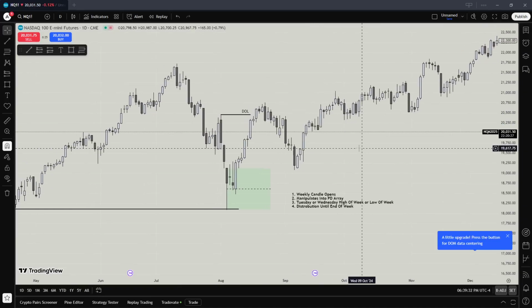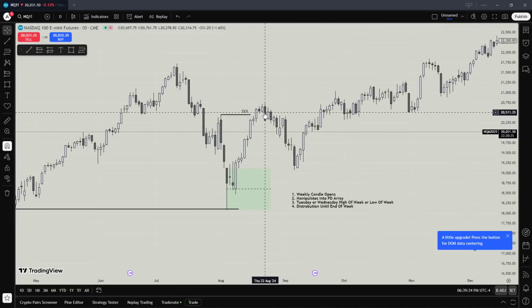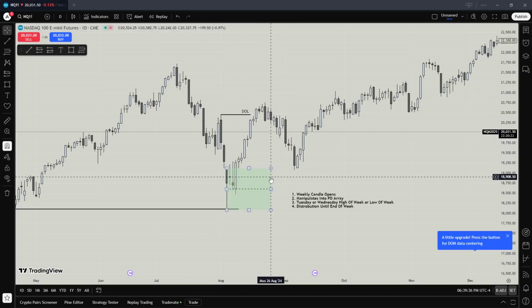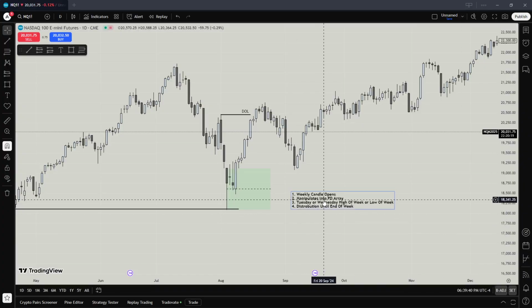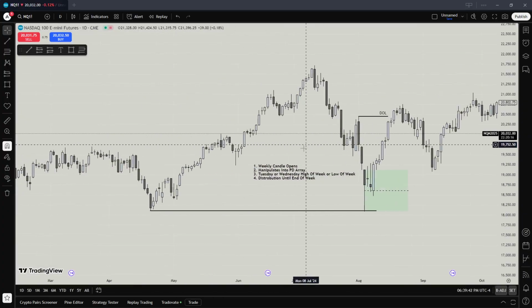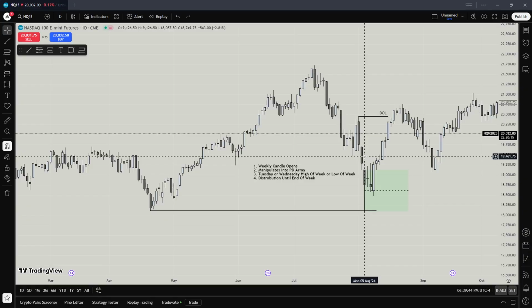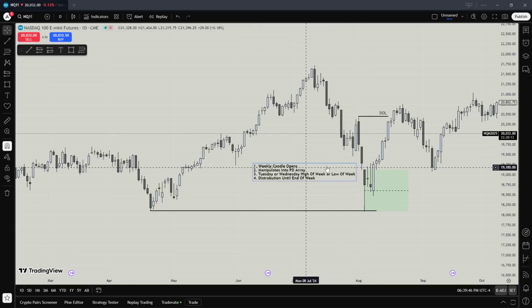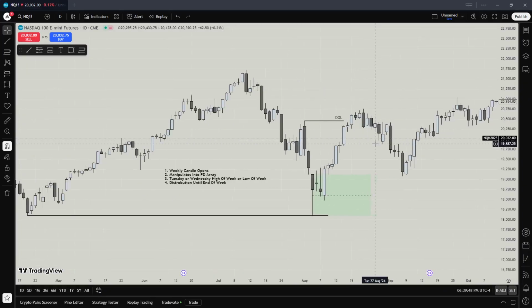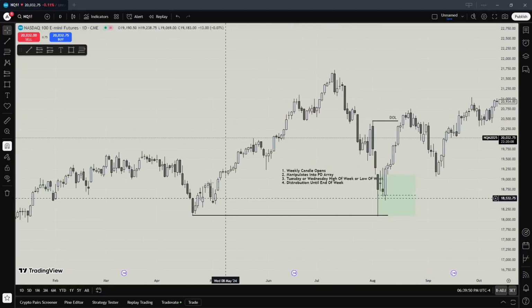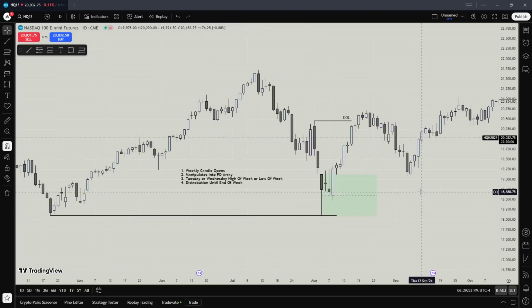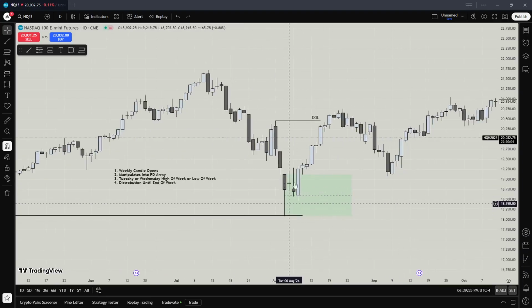This is our draw. Obviously, hindsight, we take it out. But let's see what we get here. This right here. So let's see, Monday. Monday puts in the low of the week, okay? Monday puts in the low of the week where we sweep this external liquidity. What happens after that? We see that we go up.